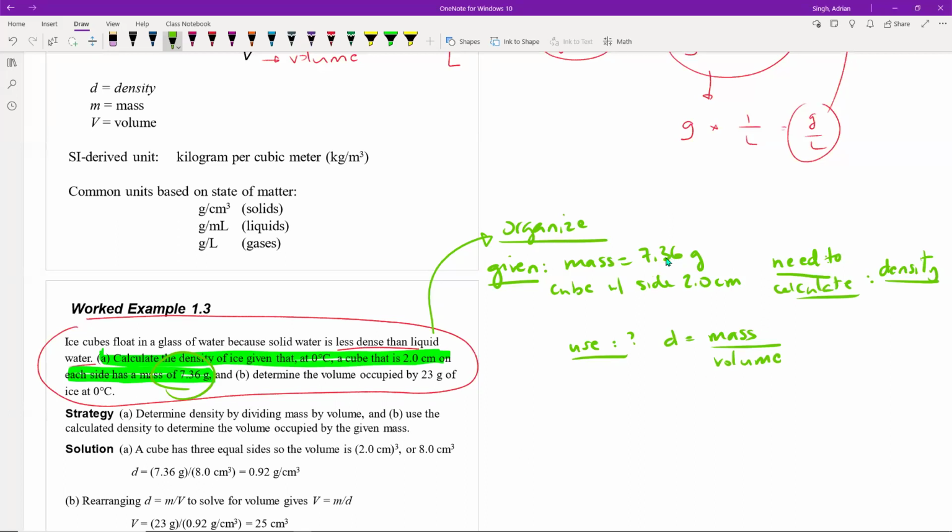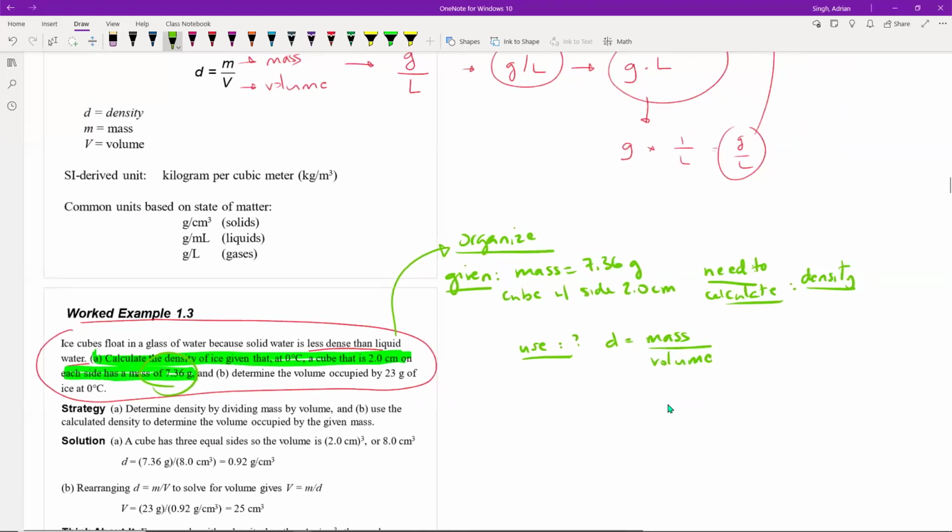Okay, so that's what we're given. The mass of this cube of ice. We're given the dimensions of this cube of ice. We need to calculate the density. And because we need to calculate the density, we're going to use D equals M over V. We need the mass, which we're given, so we can simply substitute that here. Now we also need the volume. Well, we're not given the volume explicitly, but we're told that we have a cube, and the dimensions of the cube are 2 centimeters times 2 centimeters times 2 centimeters, right?